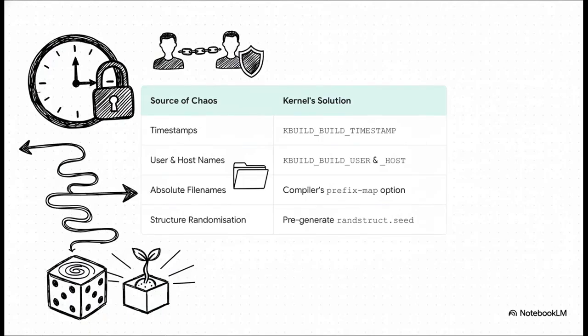What's so clever here is just how systematic their approach is. For every single source of chaos we saw earlier, the kernel build system gives developers a specific control. For timestamps, they can just set a fixed value using a variable, usually tying it to the source code's commit date. Same thing for user and host names. They even use special compiler flags to make all the file paths look the same, and they pre-generate randomization seeds so they're consistent every time. It's like a methodical campaign to just stamp out non-determinism.